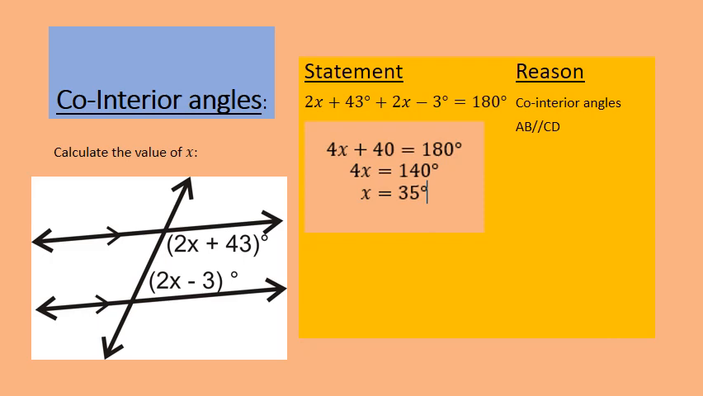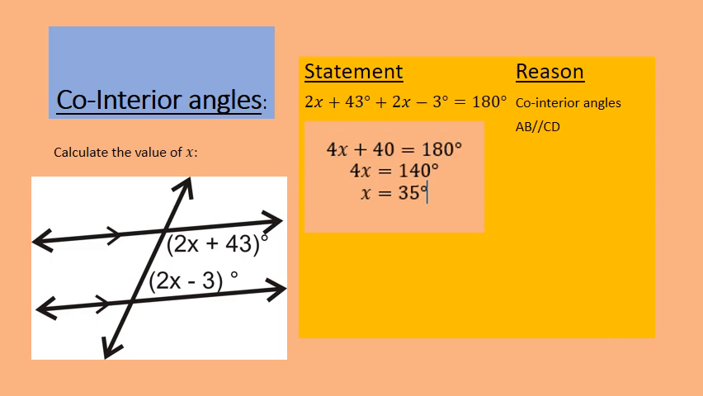Okay, then if you have to do the question, you simplify the left-hand side. 2x plus 2x is 4x. 43 minus 3 is a plus 40. If you put that positive 40 over to the other side, it becomes a negative 40. So 4x is equal to 140. Divide by 4 on each side, and you get x is 35. Okay, and that is it.